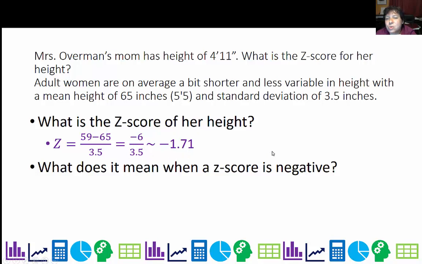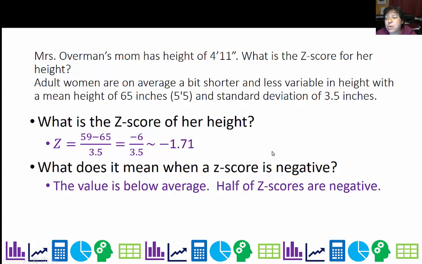What does it mean when a Z-score is negative? The value is below average. Half of Z-scores should be negative.